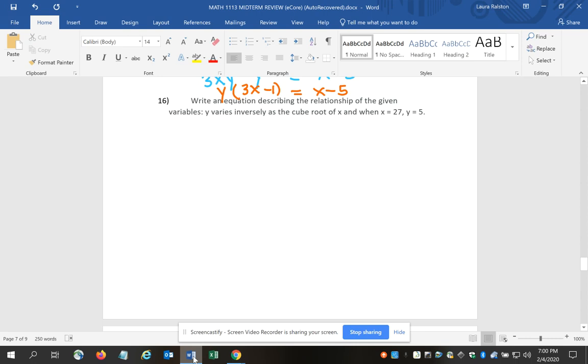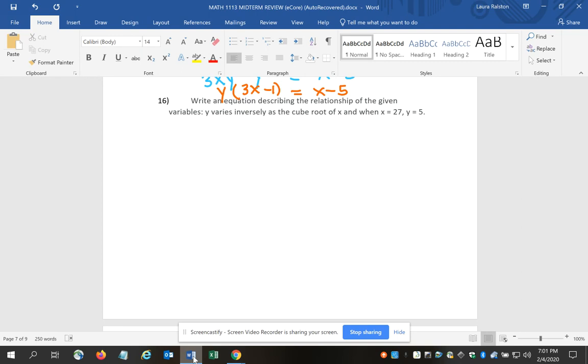I'm picking up with question 16 on the pre-calculus midterm review, and the question reads, write an equation describing the relationship of the given variables. Y varies inversely as the cube root of x, and when x is 27, y equals 5.